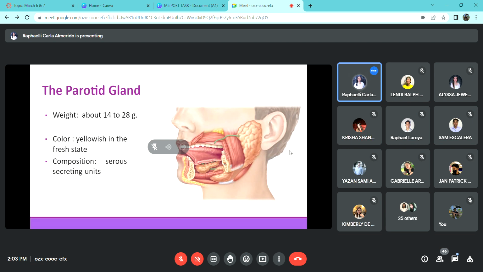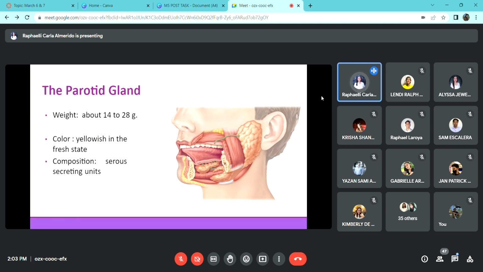Okay, of course, the gland has blood vessels or the blood supply. Okay, but if it is necrotic specimen, of course, it will no longer be yellowish in color. So it is composed of serous secreting units. Okay, so that will give you a clue of what the secretion is. So it is mostly serous in nature.